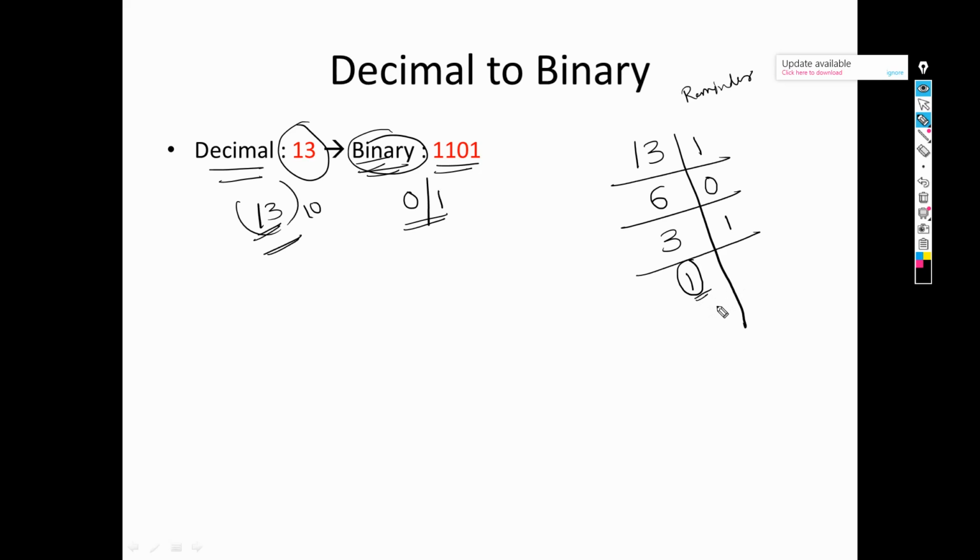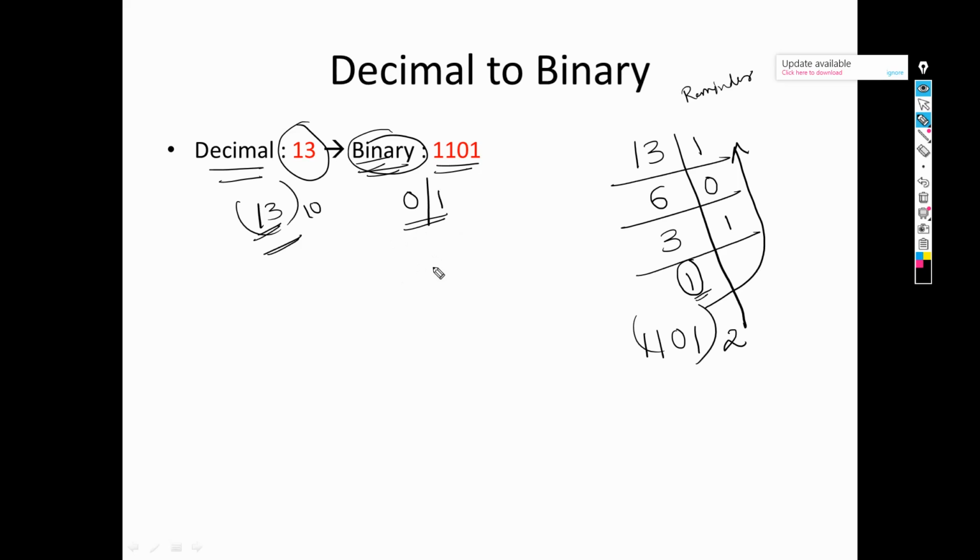Now this is my binary number. How can we get the binary number? Starting from the last digit, we move upside. We will be moving upside, so we write the number like this: 1 1 0 1. So this is the equivalent binary number for 13. I hope you understood.